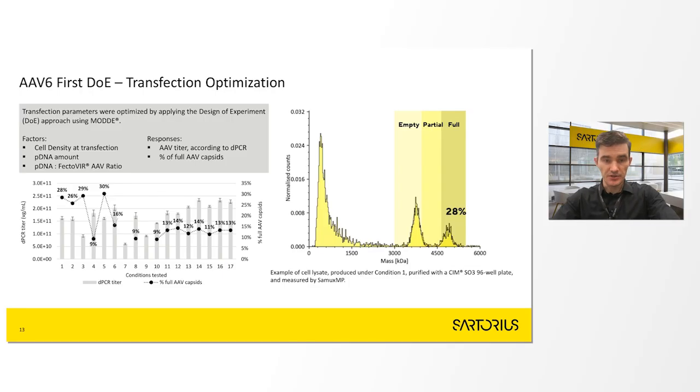The results you can see in the graph below. The bars represent the titer and the dots represent the percent full. The titers range from 5E10 up to 2E11 vector genomes per milliliter. The percent full ranged from 9% to 30%, and we also had 3 samples below the detection limit. On the right, you can see a histogram made under condition 1 that was purified with our plates and measured with mass photometry.